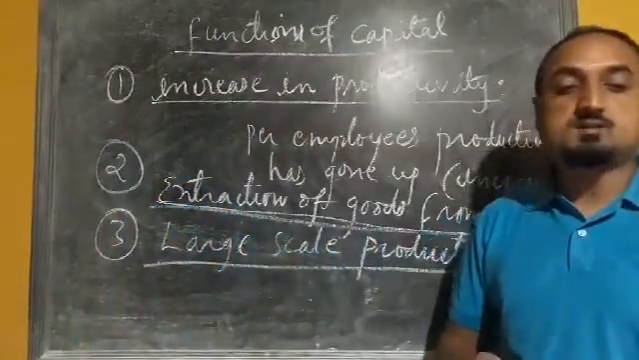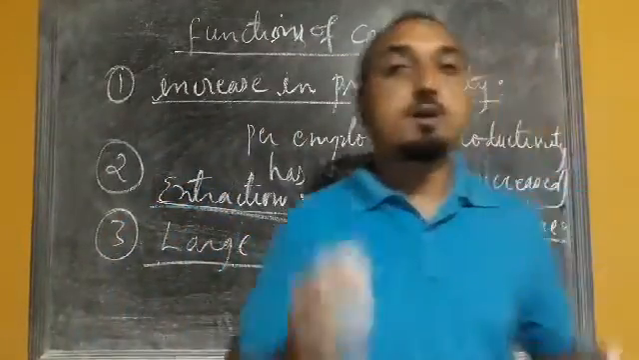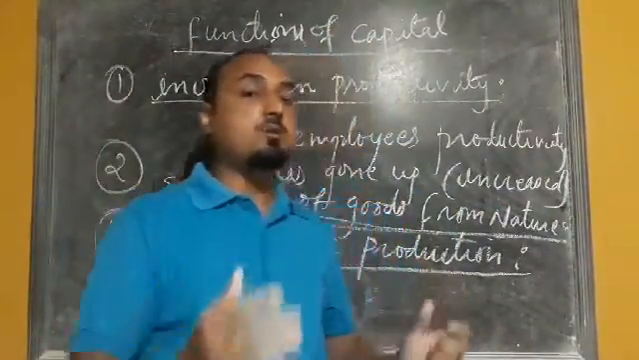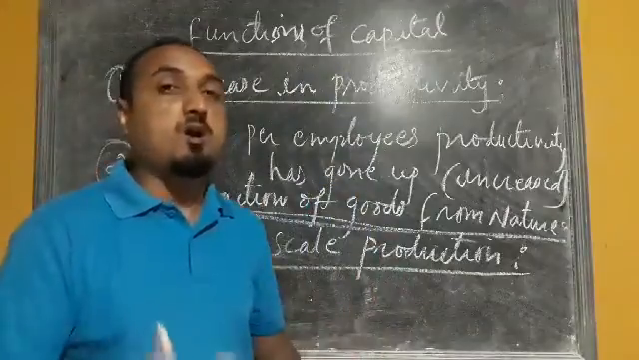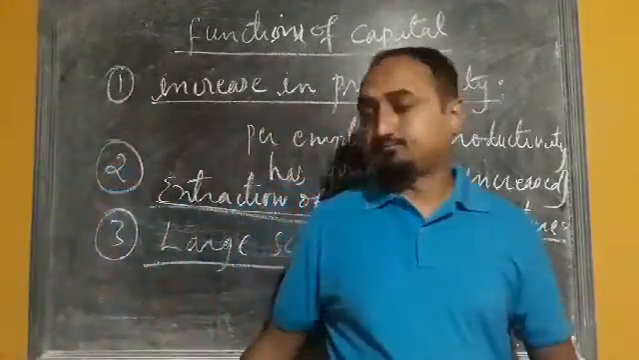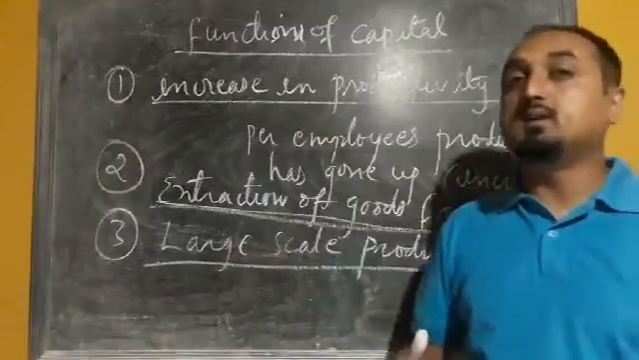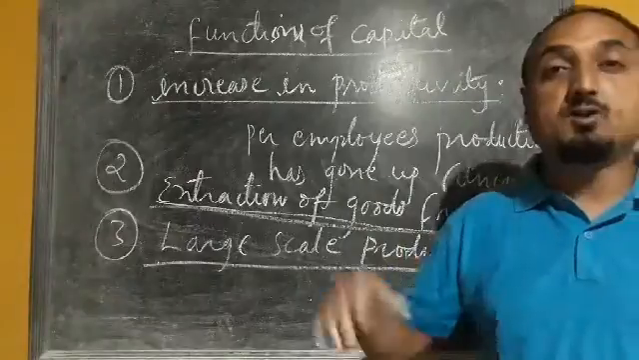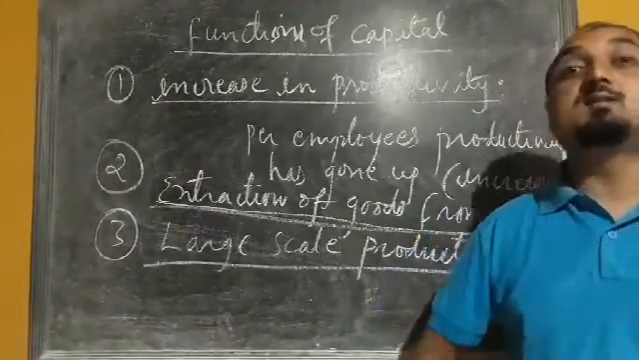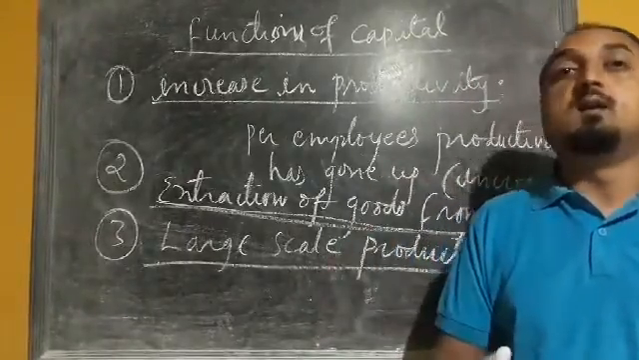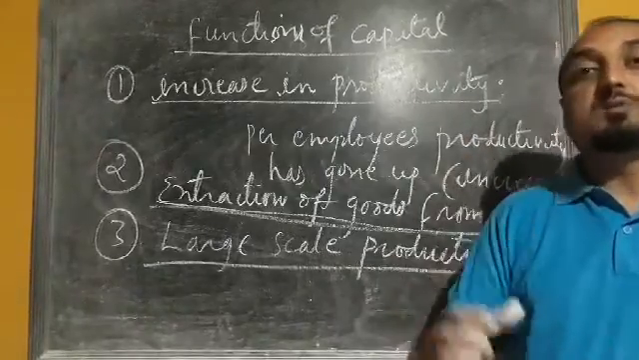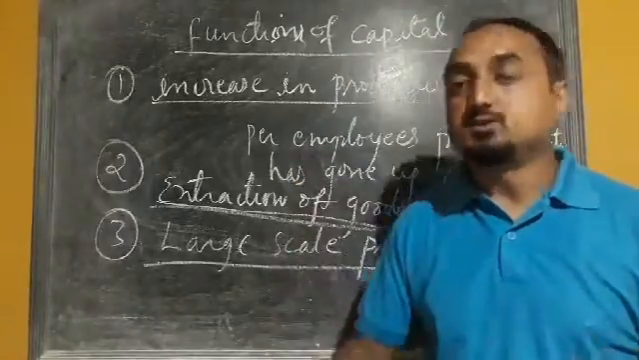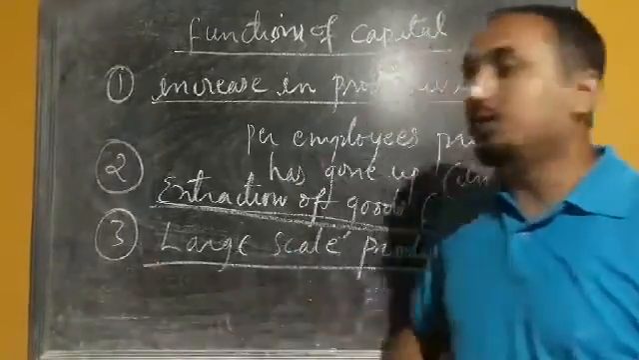So capital makes large scale production possible, because when we are using machinery, the production process will be very fast. We can produce maximum amount of goods and commodity, and due to that use of capital or machinery, the specialization of labor takes place. They are specializing in their particular field, and that increases the efficiency of labor, and finally if the labor are efficient, that will increase the productivity, and the production may take place in a large scale. So that is the third important function of capital.